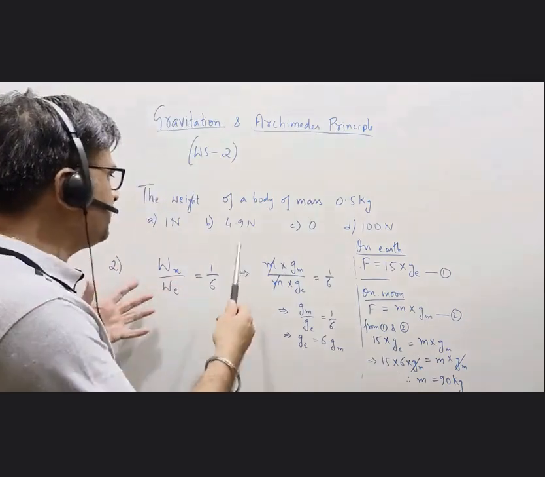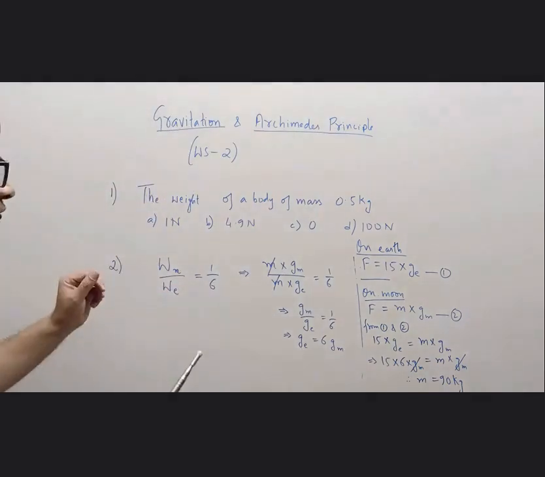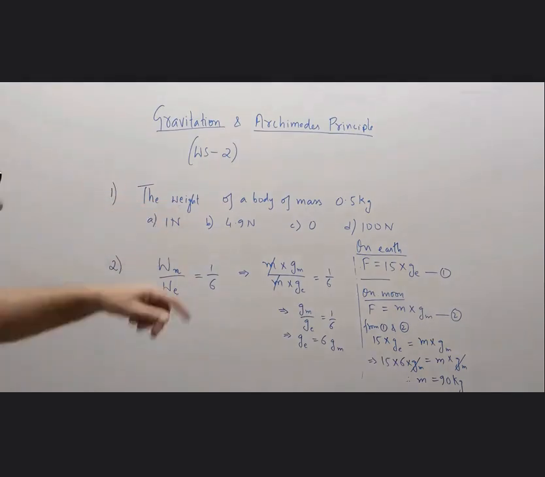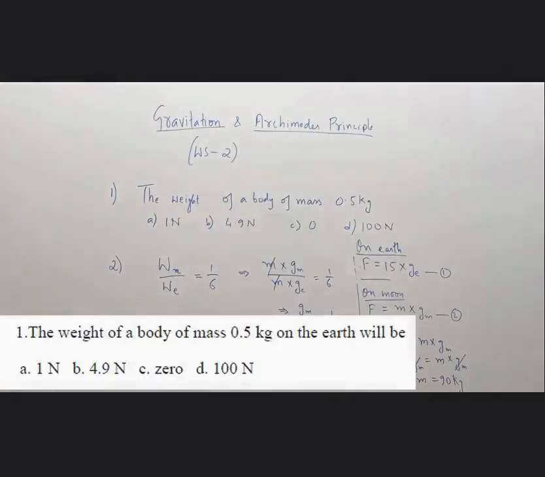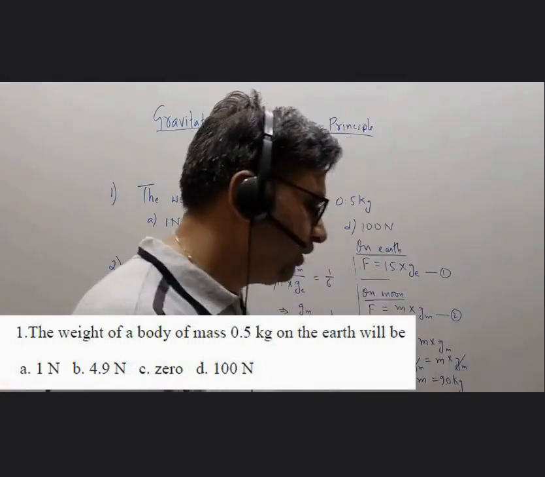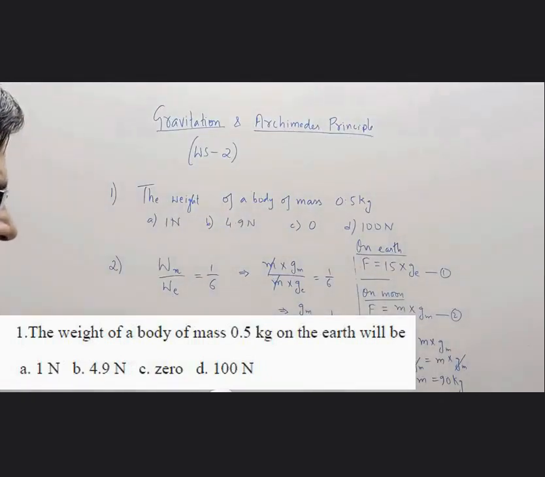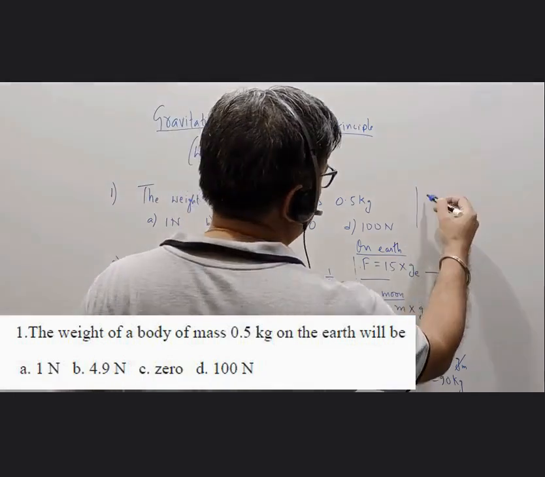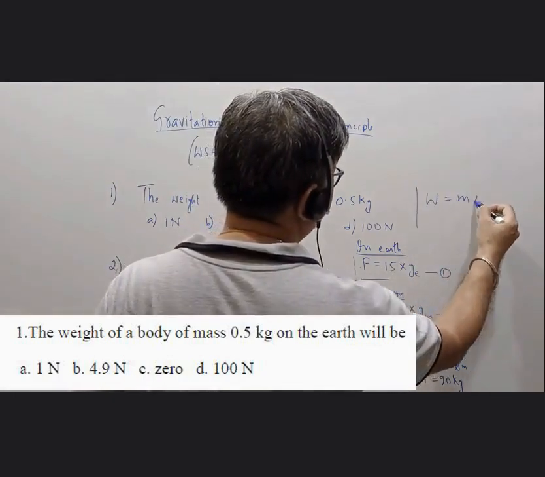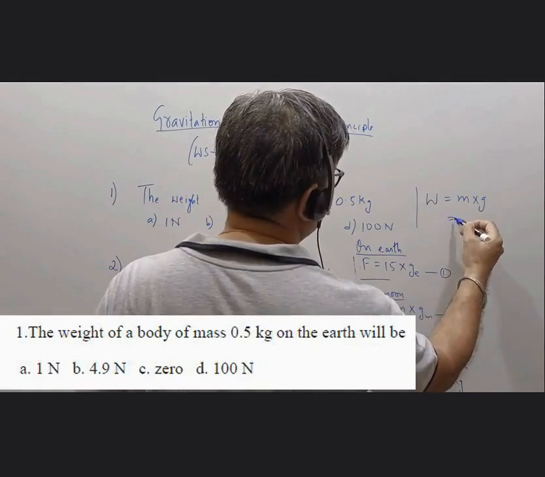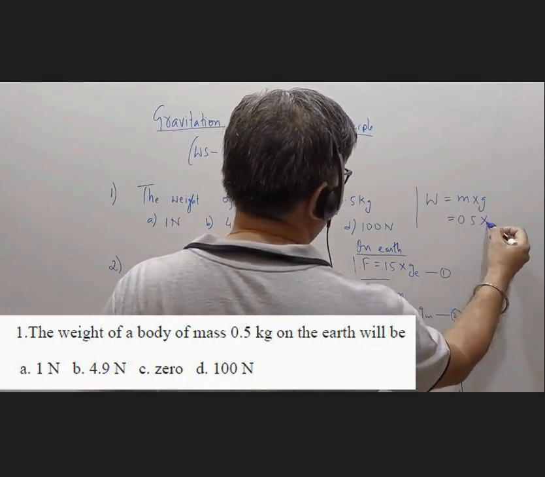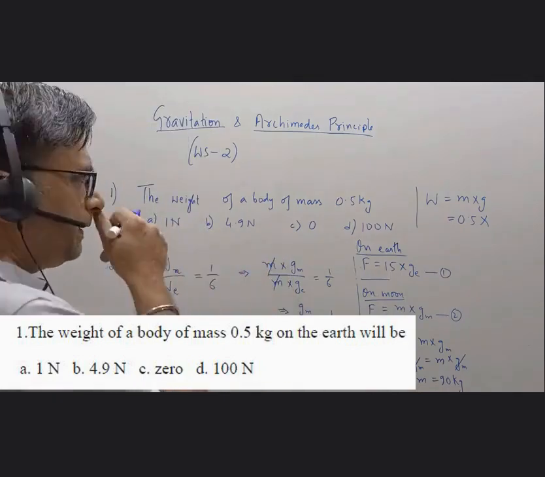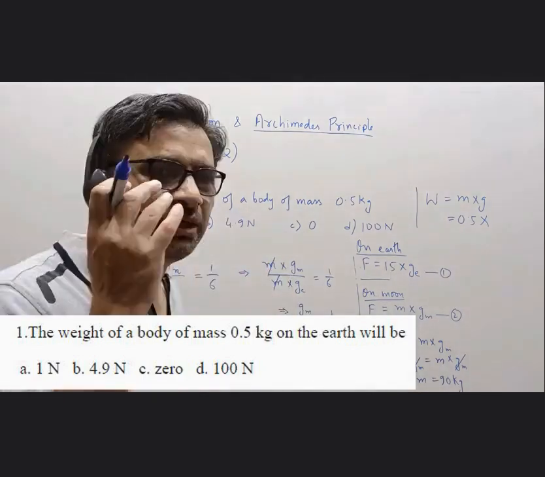Now the first two questions I have solved here. The first one first. This is an MCQ, so I've written the question on the board. The weight of a body of mass 0.5 kg on Earth will be. So how do we go about solving this? The weight of a body. So mass is 0.5. We know that W is equal to M into G. So in this case 0.5 is the mass and G, well, you can pick 9.8 or 10.